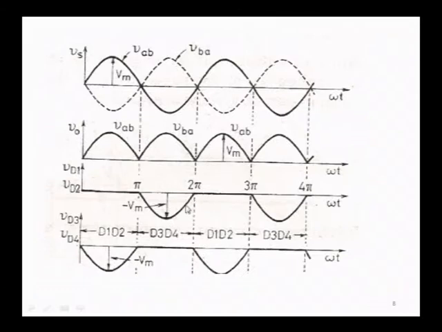So, this is easy to understand through waveforms rather than simply writing and speaking, because voltage is 0 means, see where the diode is conducting, current is maximum, voltage is 0.